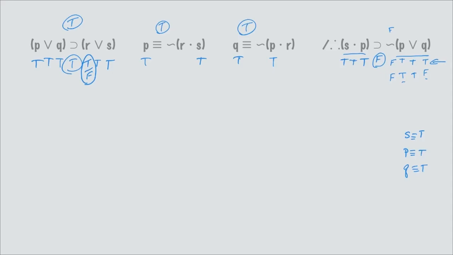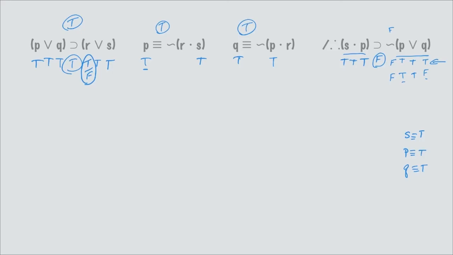But now I get to the biconditional. I have P is true. R and S in parentheses have to be false in order to get the negation of what's in parentheses true. So let me say that again. This is a biconditional. I know to make a biconditional true, both sides have to have the same value. We already know that P is true, which means that everything on the right side also has to end up true. Because I have the negation outside of the parentheses, what's in parentheses has to be false so that when I negate it, it becomes true.